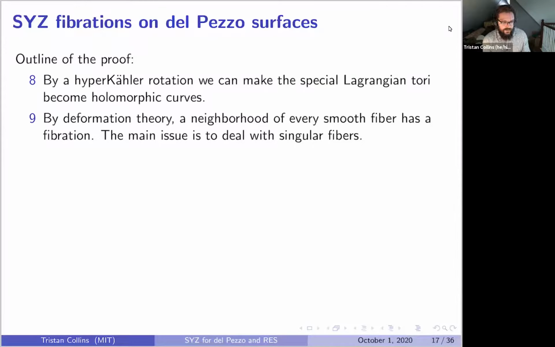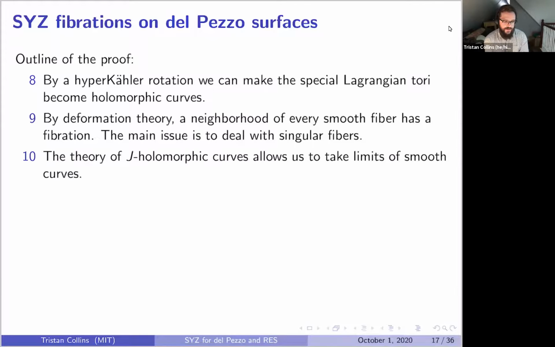So the only issue is to try to figure out what happens if there are singular fibers. But as Umit pointed out, this is where we can use the theory of J-holomorphic curves, Gromov compactness, this whole package, which we can suitably generalize to this setting. And it allows you to take limits of smooth curves.